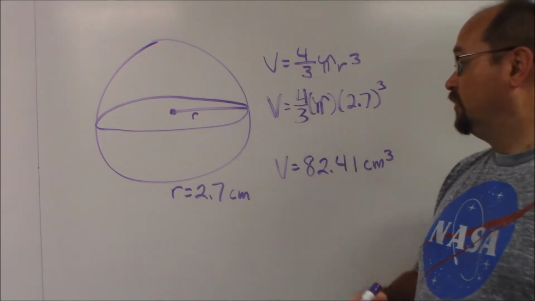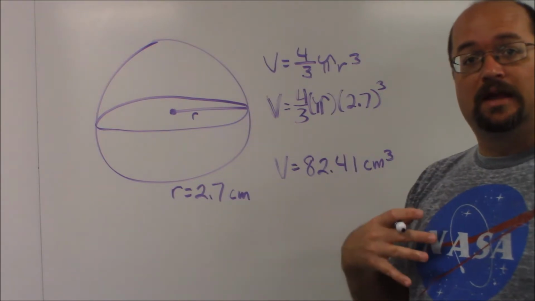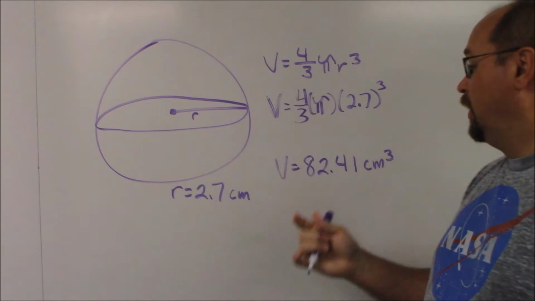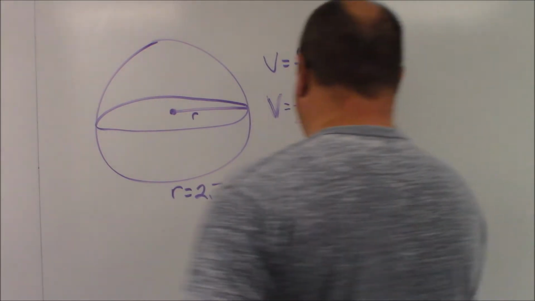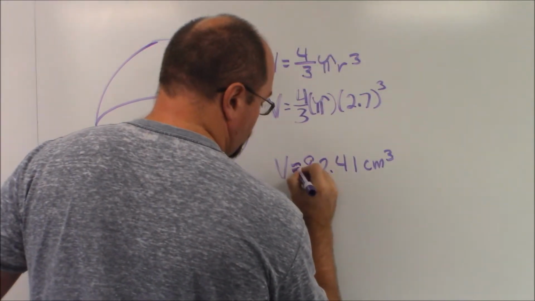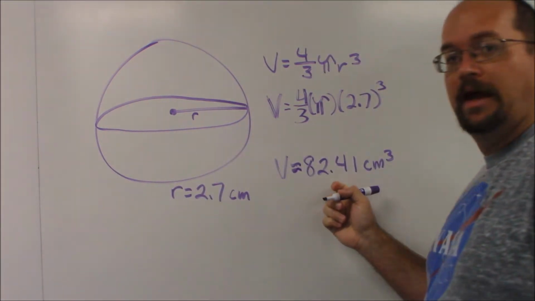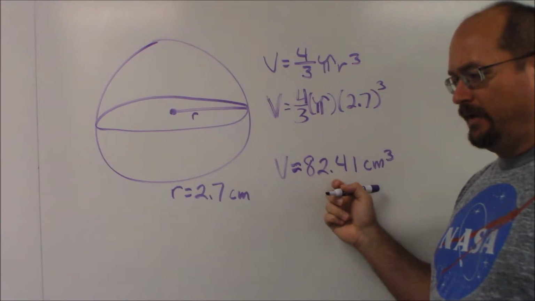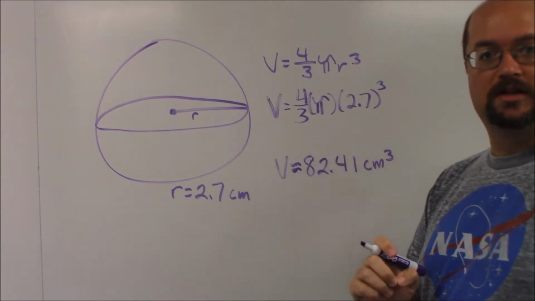All right, so once you've keyed these values in, and again, the calculator I'm using on my phone does not have pi, so I'm just keying in 3.14. You should get a number that's close to 82.41 cubic centimeters. All right, now, and again, you're going to see this wording in these questions.